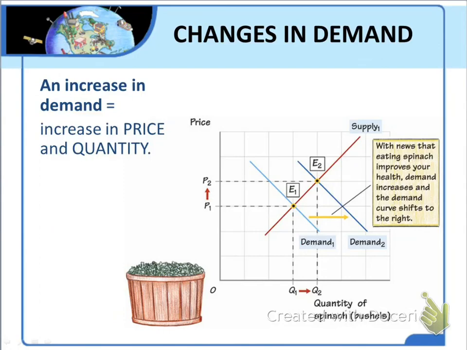Knowing that spinach is especially healthy, at any given price, consumers will demand more spinach than before. This change in tastes causes an increase in demand, represented by a rightward shift of the demand curve from D1 to D2. Now, when the demand curve shifts to the right, the price will not stay at P1.